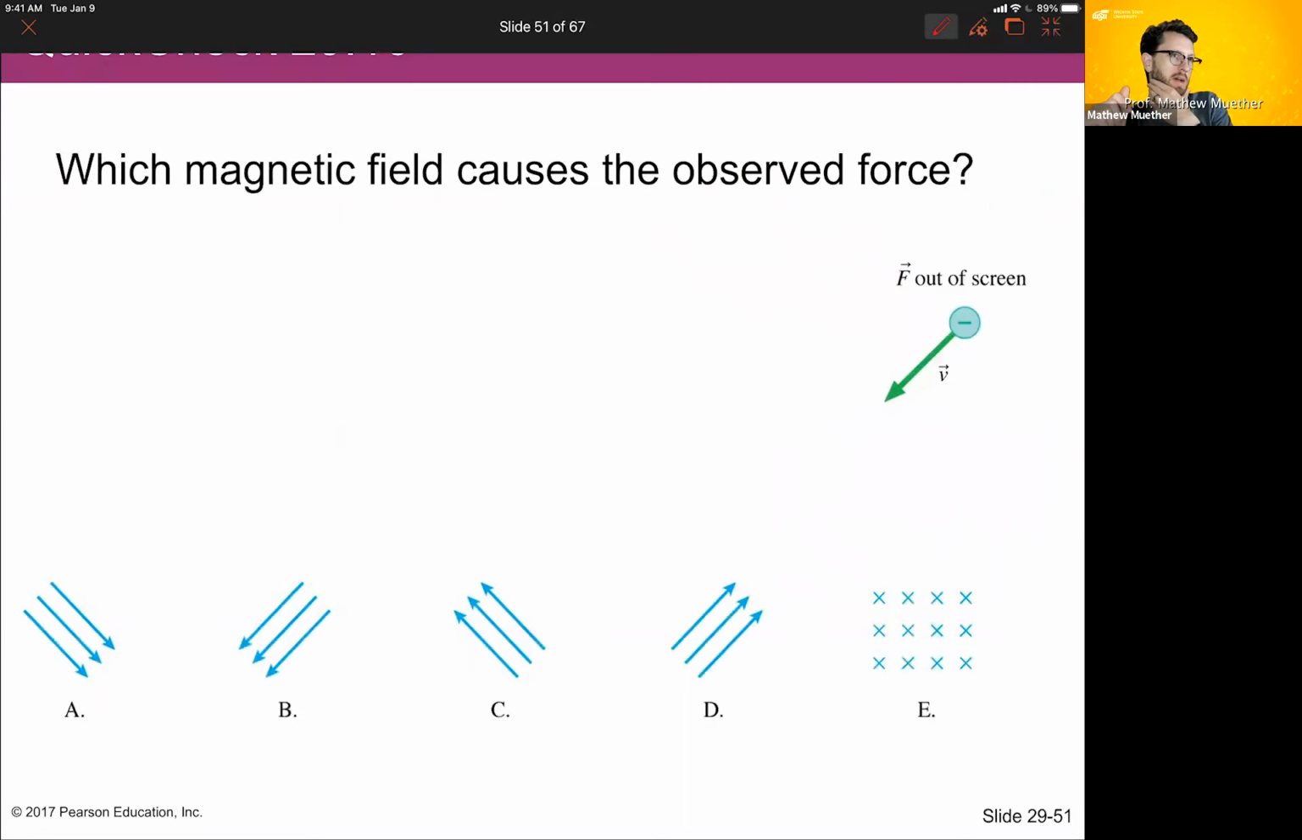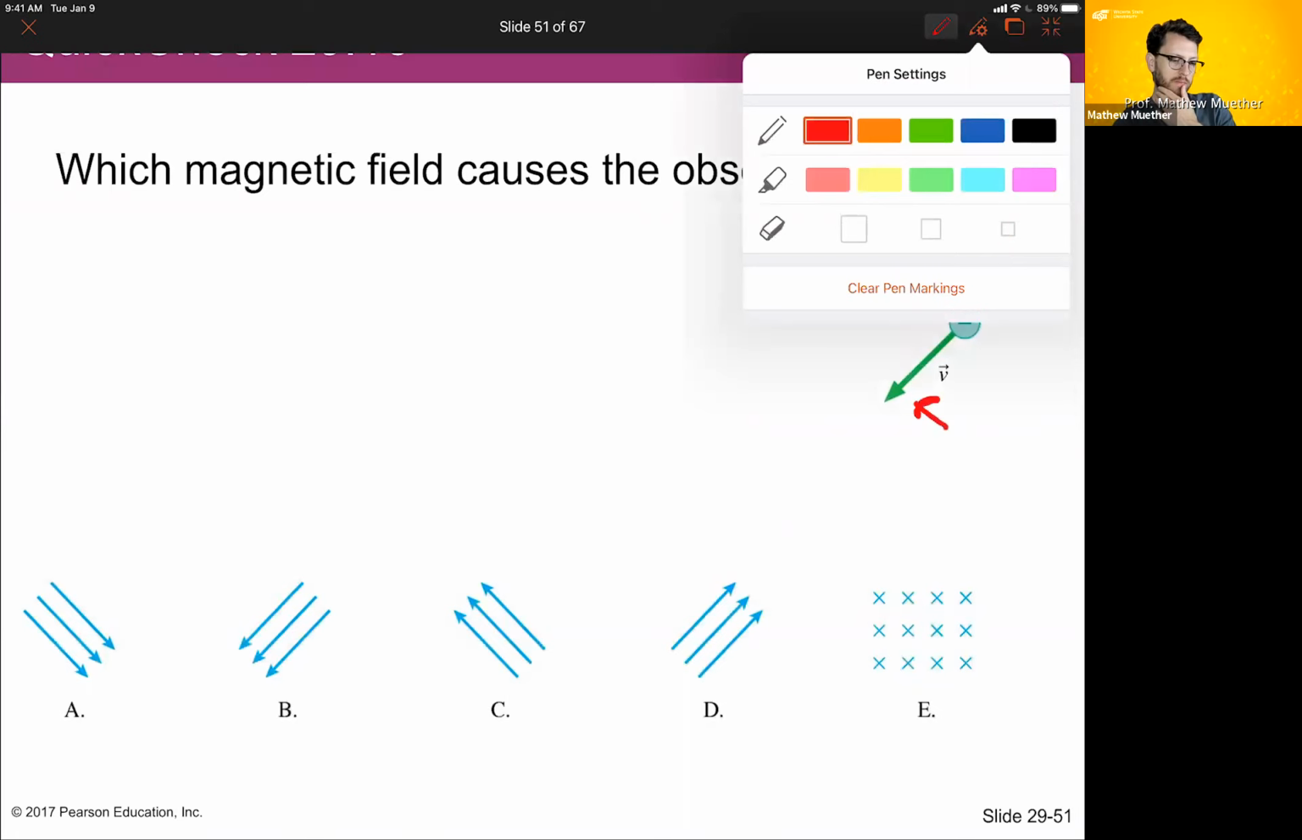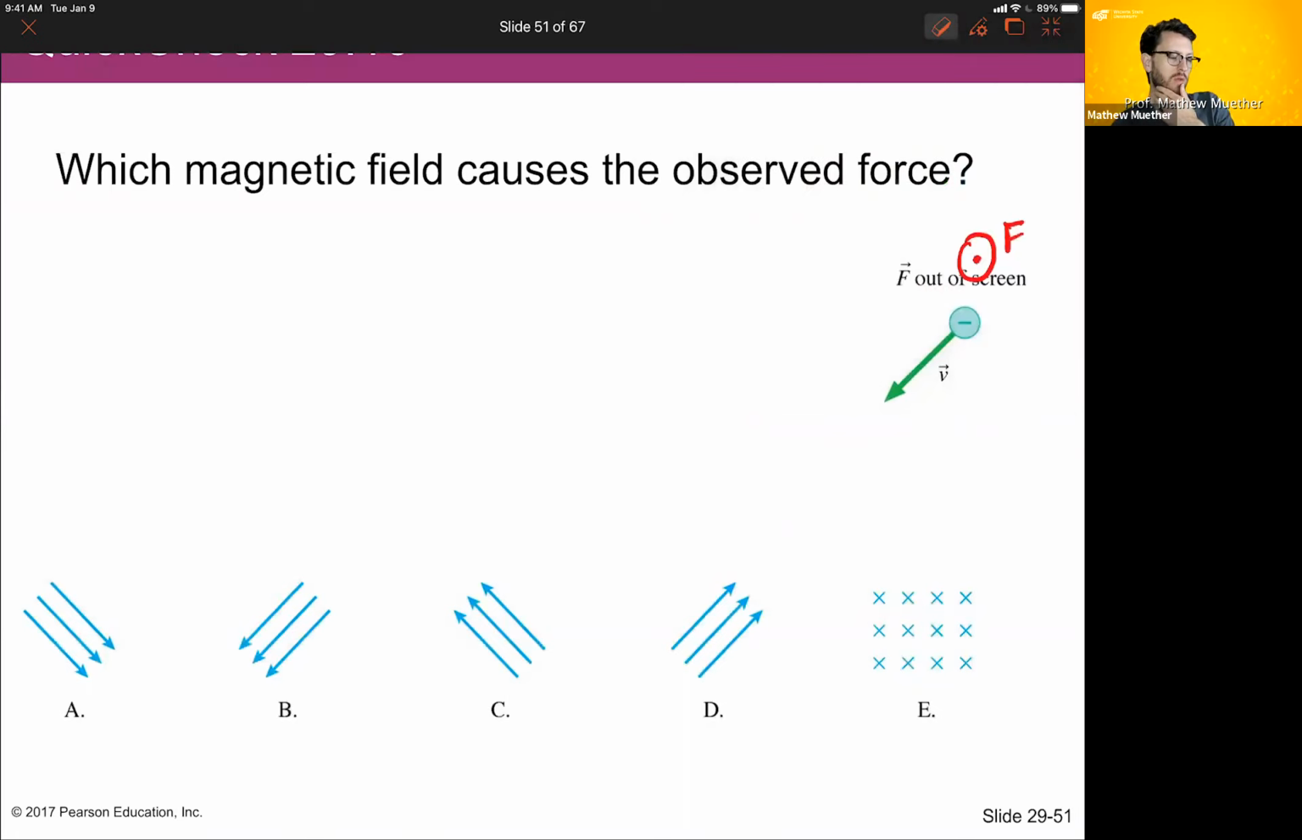All right, let's think about this one. I have a negatively charged particle that has the velocity indicated by this green vector. What direction does the magnetic field have to point if there's an observed force that's pointing out of the screen at us, right? There's a force acting on that particle that's pointing out of the screen towards us. What direction does the magnetic field need to be oriented?